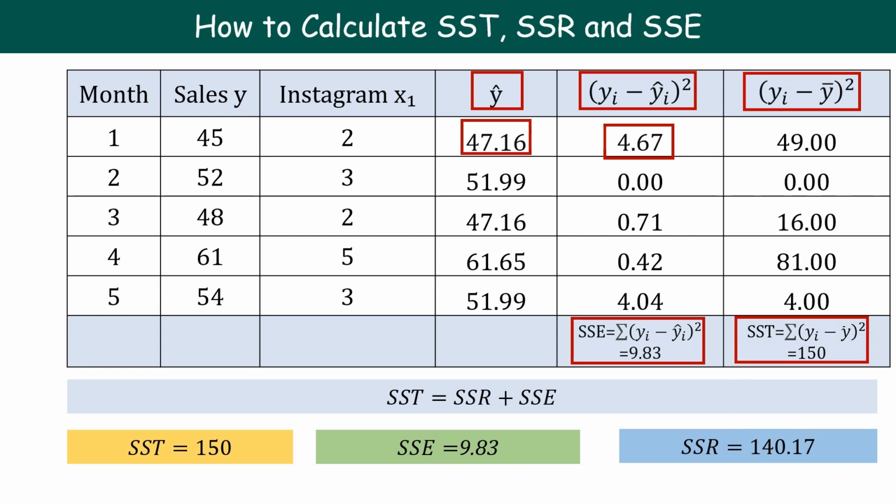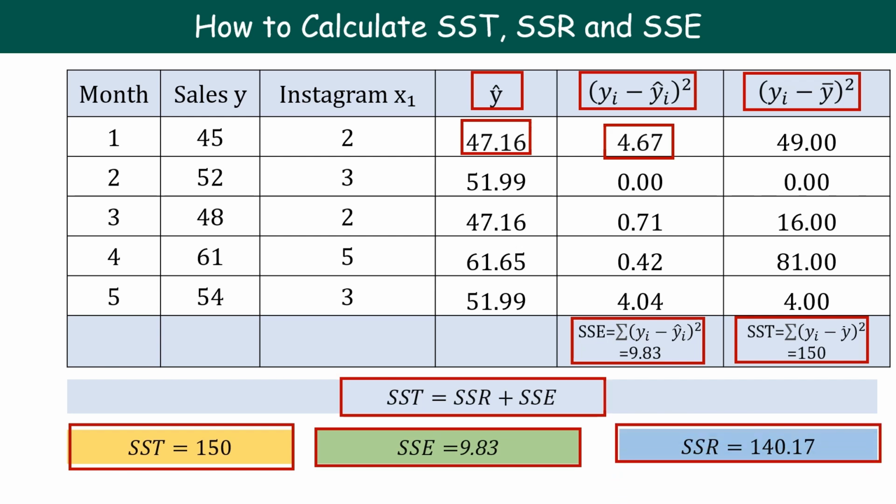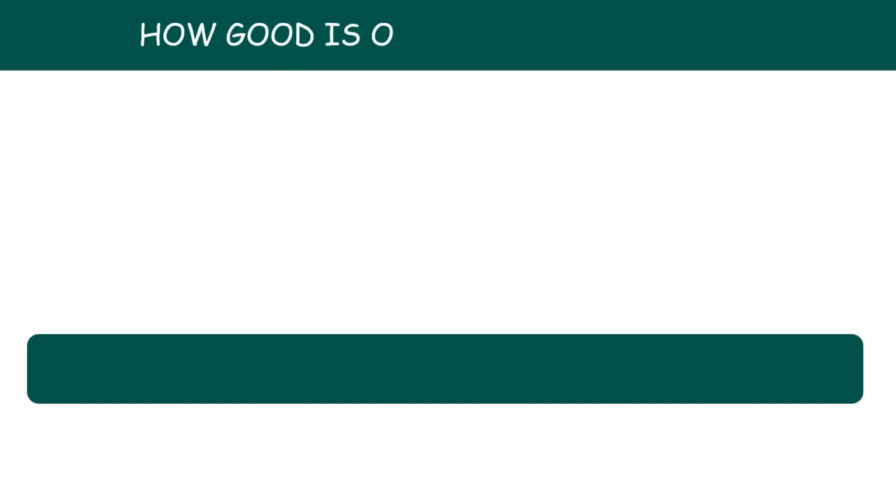Now that we have SST and SSE, finding SSR is easy. It's simply SST minus SSE. 150 minus 9.83 equals 140.17. So it all checks out. SST equals SSR plus SSE. 150 equals 140.17 plus 9.83.